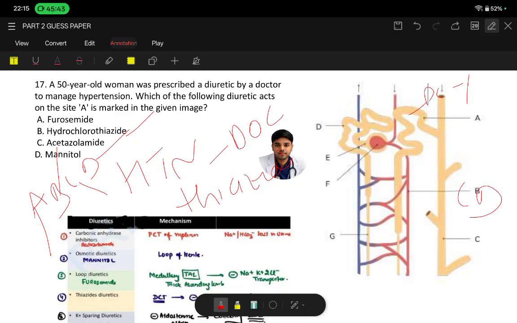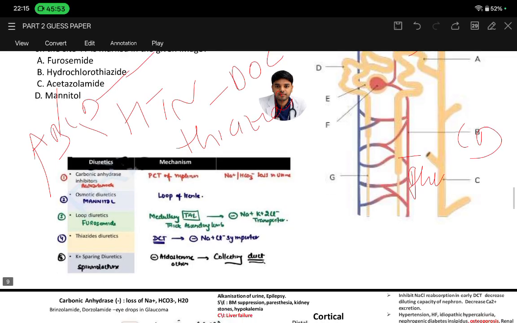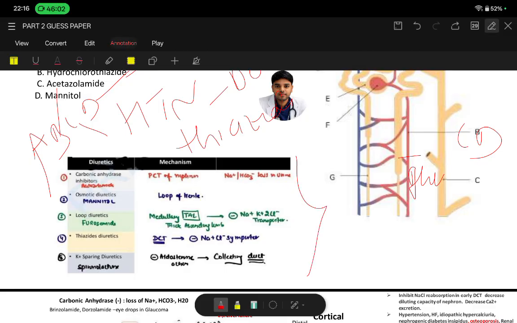Okay. This is your thick ascending loop of Henle. We will study this one in the next slide. Actually, if I want to say something, I can explain it to you within 1 minute. You have to read this table. Got it? So loop diuretics, thiazides, potassium-sparing diuretics, and your osmotic diuretics.